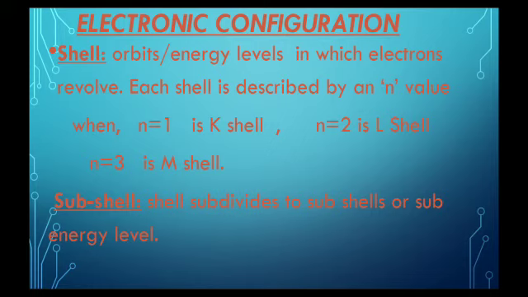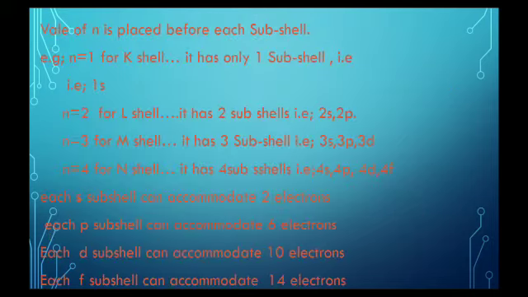Now these shells are further subdivided into subshells. Each shell is divided into subshells, and the electrons are present in those subshells. The first shell, that is the K shell, is divided into one subshell, and the first subshell of each shell is S. The second subshell of each shell is the P subshell. S, P, D and F are the types of subshells.